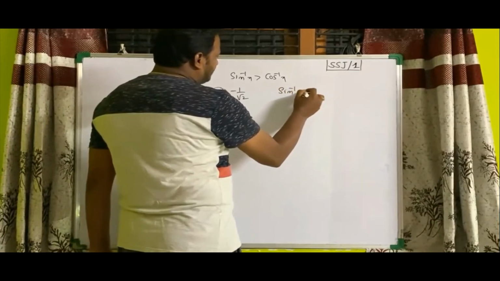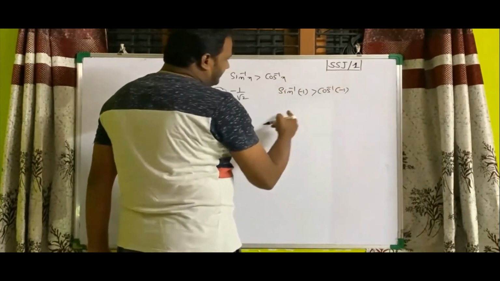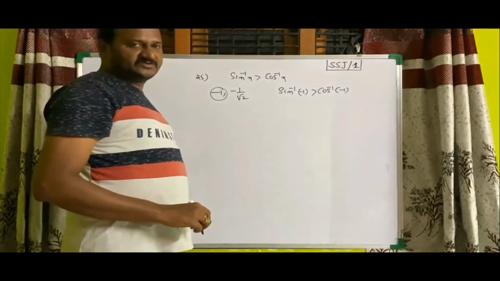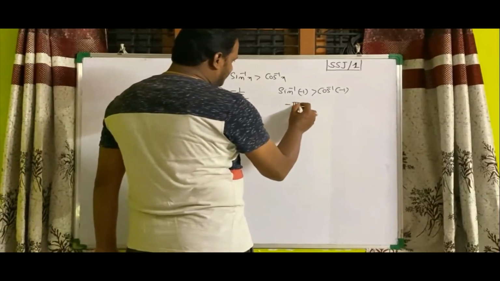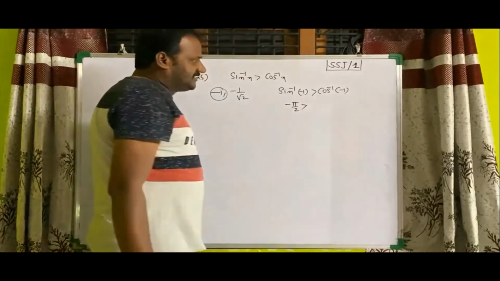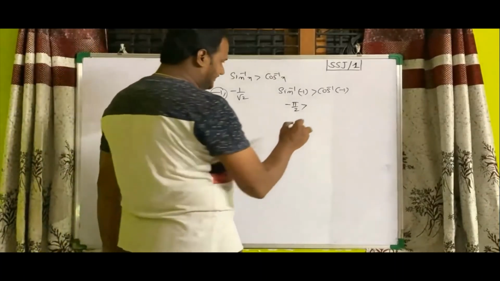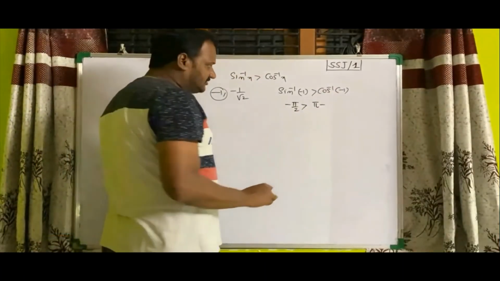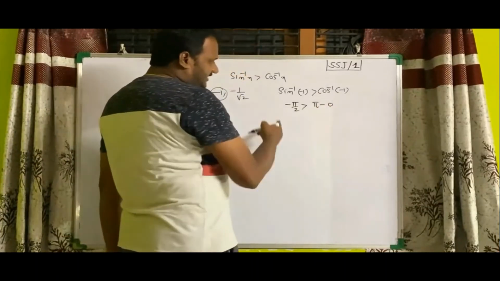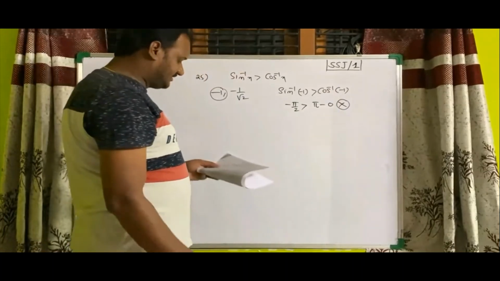Then sine inverse minus 1 greater than cos inverse minus 1. So sine inverse minus 1 is equal to minus pi by 2. It's already there. So it is going to be minus pi by 2 greater than cos inverse of negative x, which is equal to pi minus cos inverse of x. That is pi minus cos inverse of 1, that is 0. So pi minus 0 is equal to pi. Negative pi by 2 is more than pi. It is absolutely wrong. Isn't it?